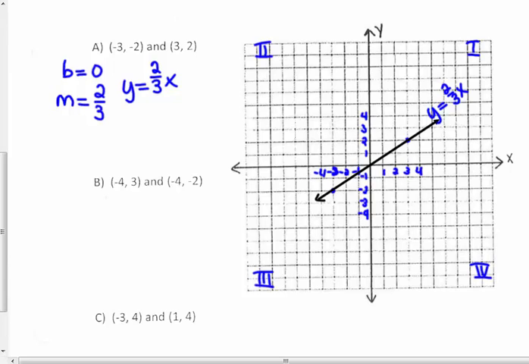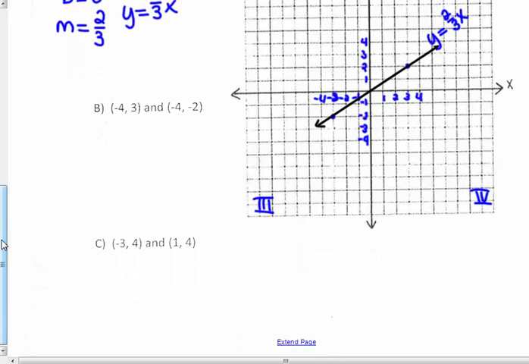Line B, letter B, -4, 3. So -4, 3 is over here in the second quadrant. And -4, -2 is down here in the third quadrant. And it looks like I'm drawing a vertical line. I'm going to extend it beyond my points because that's good graph drawing.